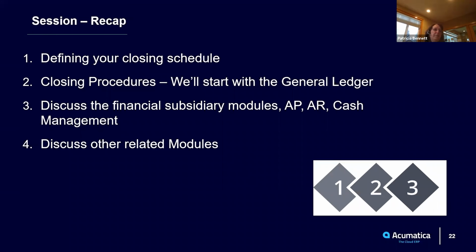So just to recap, I'm going to ask each one of you to create a schedule for your closing procedures, then a checklist of all the things that you need to do for your particular business. Discuss the subsidiary modules. We discussed that and how they get closed, and then any other related modules that are of importance to your specific business and to your processes, and those need to be closed.